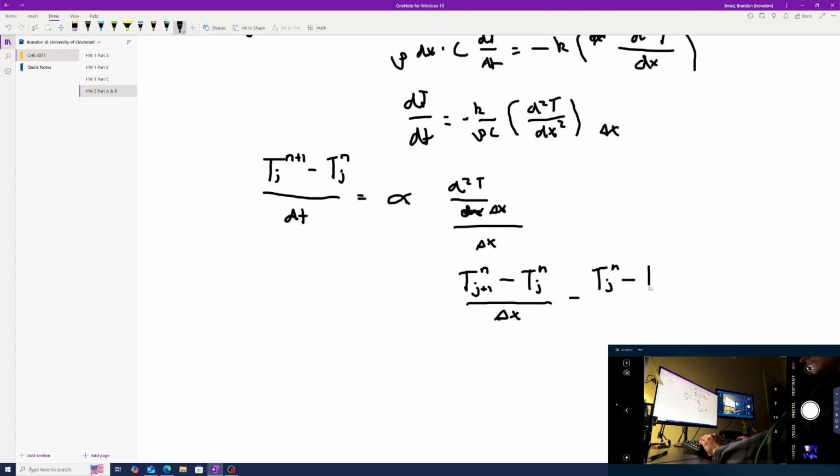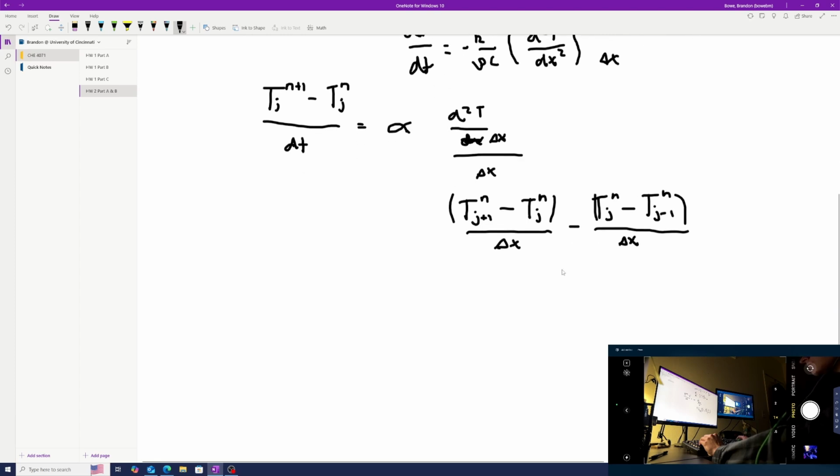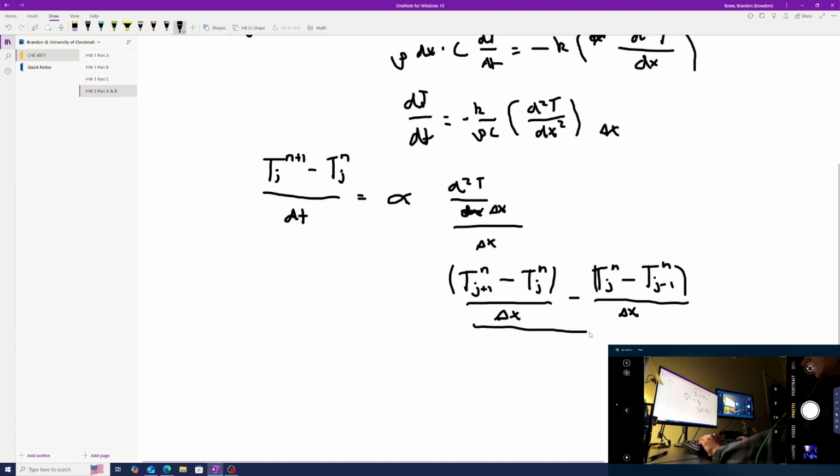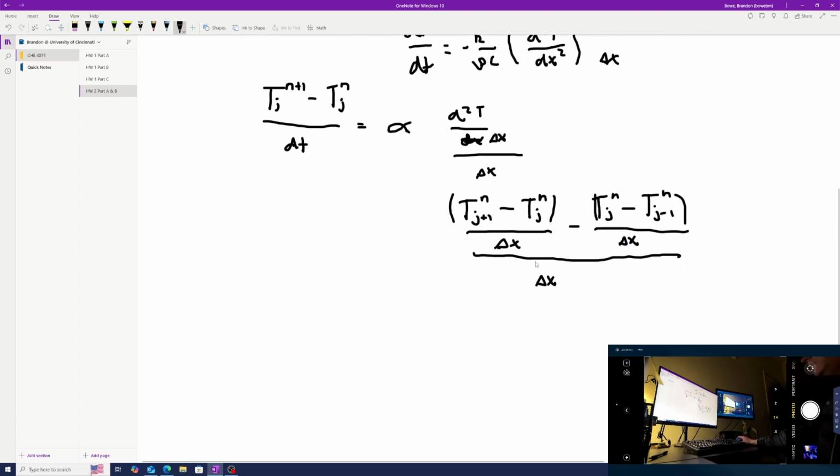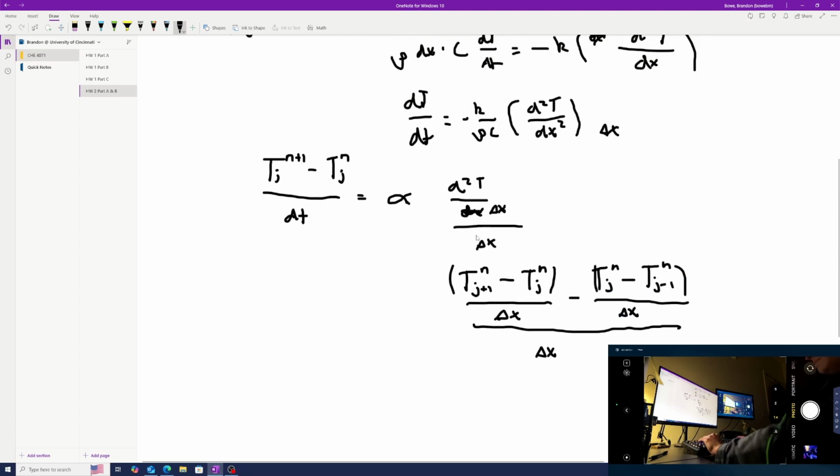subtracting our current temperature, however, at the position to the left. This again will be over our change in position. And lastly, this is still all over our change in position. So what we can do now is simplify things out a little bit.